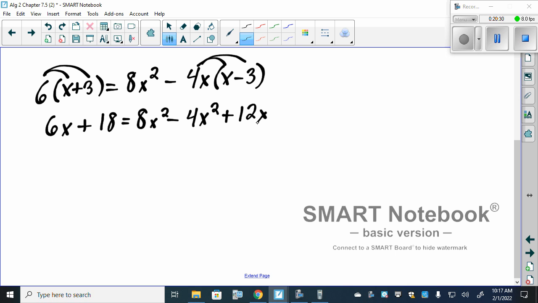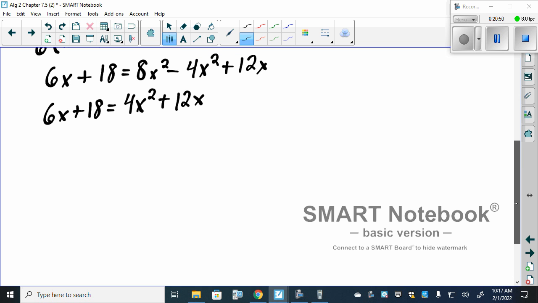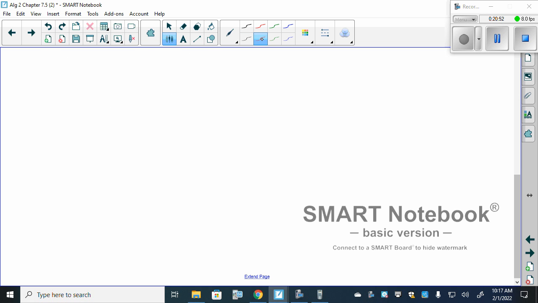And again, we can go on and combine our like terms, so we'd have 6x plus 18 is equal to 4x squared plus 12x, because the 8x squared minus 4x squared would give us 4x squared. Any questions on this here?